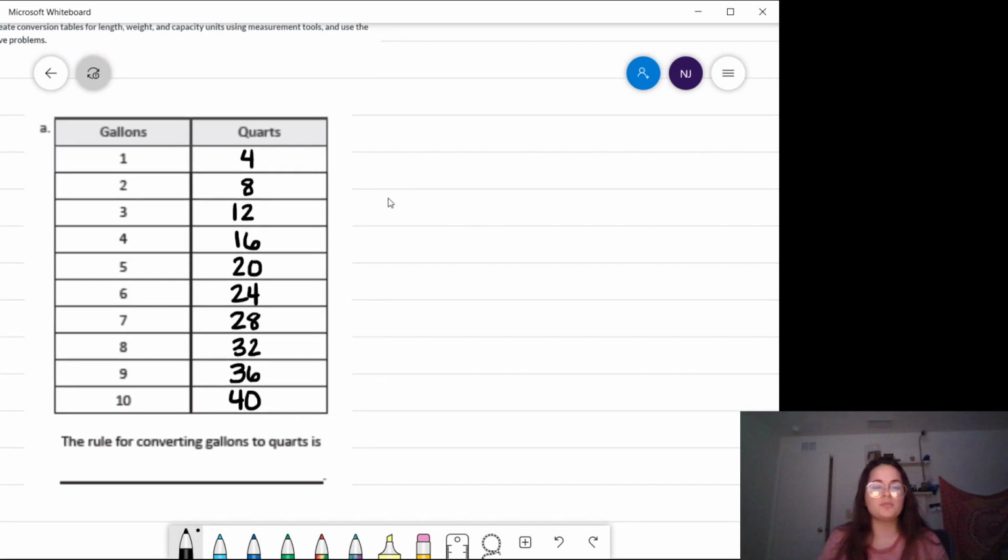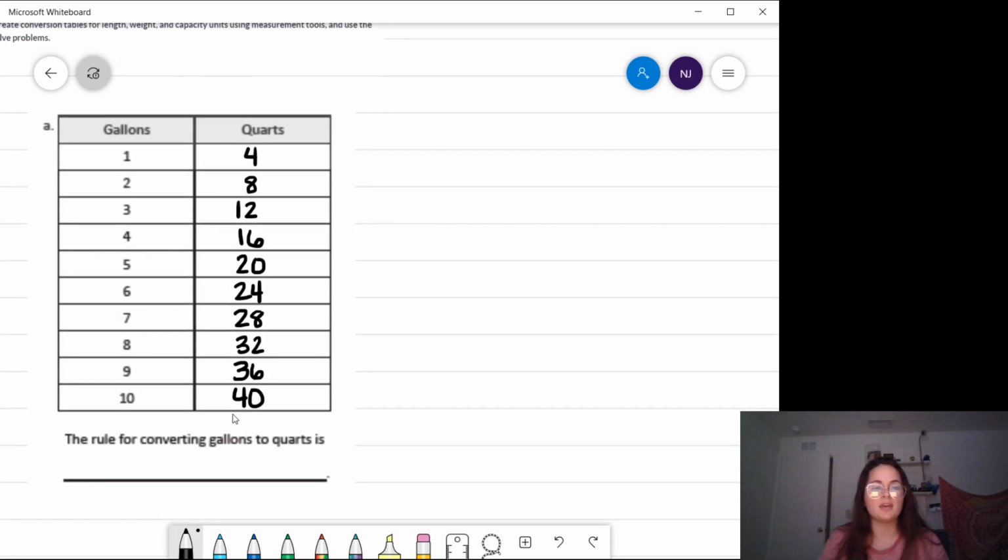So what is the rule for turning gallons into quarts? If you said that we take the number of gallons times 4, then you would be correct. So GAL is our abbreviation for gallons, and then quarts would be QT.